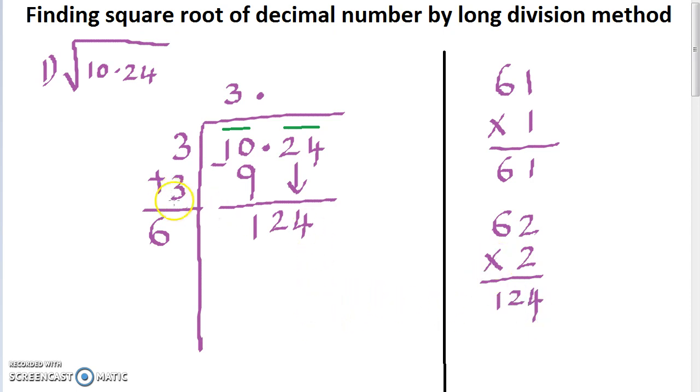So I got my 124. I'm going to place a 2 here and a 2 here, and that gives me 124. Thus we can say the square root of 10.24 is 3.2.